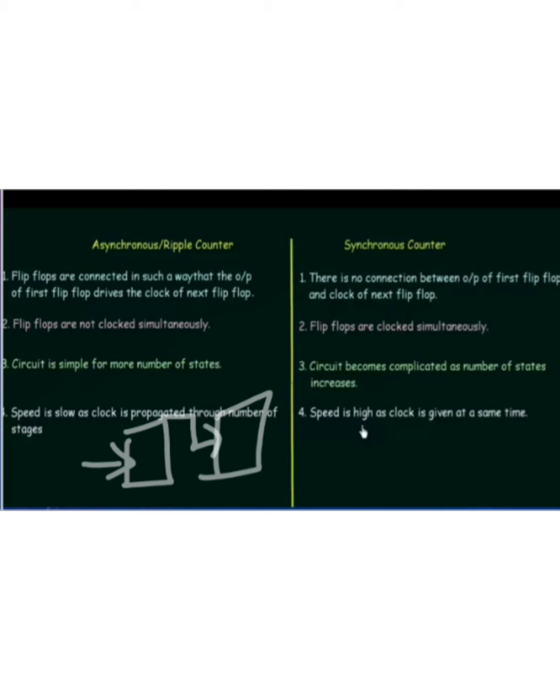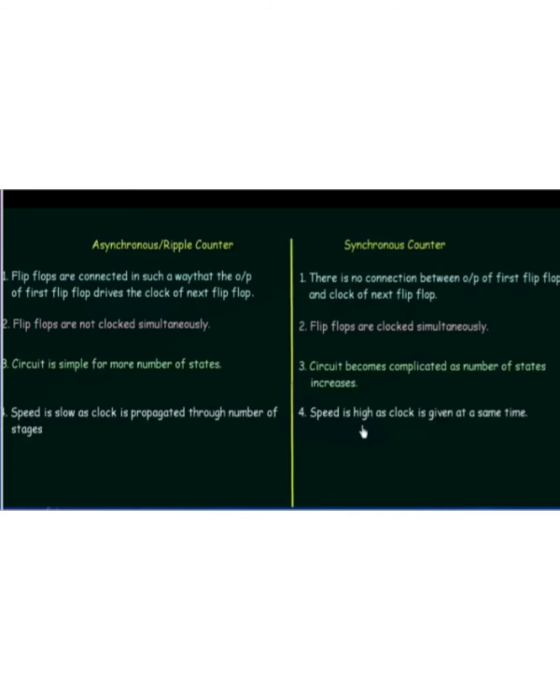counter. Synchronous counter means there is no connection between the output of the first flip-flop and the next flip-flop. Here, like this is the first flip-flop and this is the next flip-flop. Here the clock pulse is connected in such a way that there is no link between the first flip-flop and second flip-flop in a synchronous counter.